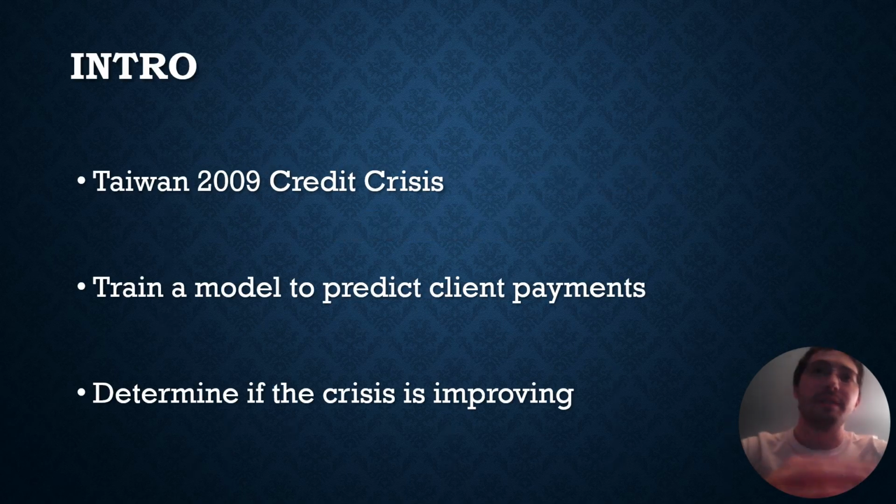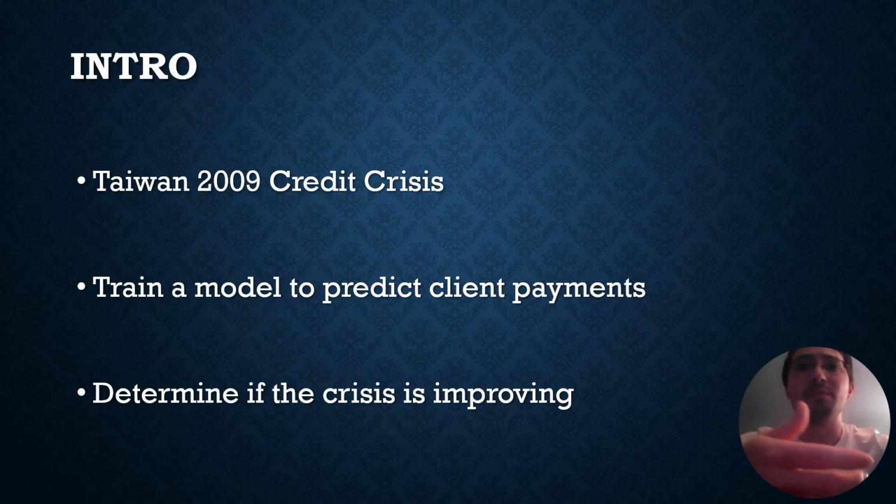I have a few words on the data set. So it's about the Taiwanese 2009 credit crisis. At the time, the economy was stagnant due to civil unrest. The objective is to train a model to predict client payments. This was because the financial industry wanted to know if they could be recouping the loans that they were giving out on a monthly basis. And we want to determine if the crisis is improving.